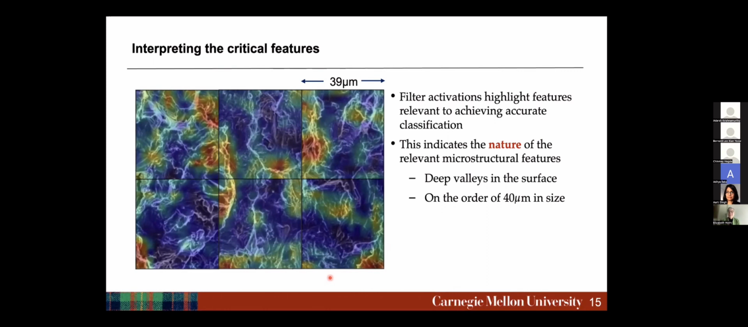And so we have learned something about what we need to do to best image these and understand them. That is, we care about the valleys. They are important to the fracture mode of the material. That's telling us something about physics. And they have a length scale of around 40 microns, which we may need to make sure to capture in any data collection that we make on these materials. So interpreting what the model is doing is important to us.